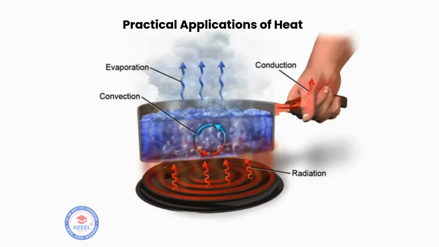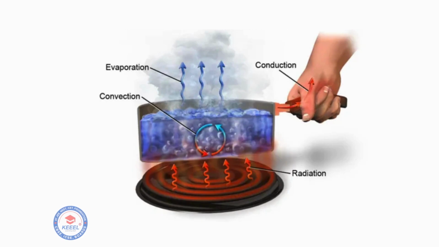Practical applications of heat. We use heat in many ways every day. Thermometers use liquid expansion to show temperature. Cooking uses conduction and convection to prepare food. Hot water bags help reduce pain using heat. Solar cookers use sunlight radiation to cook food.